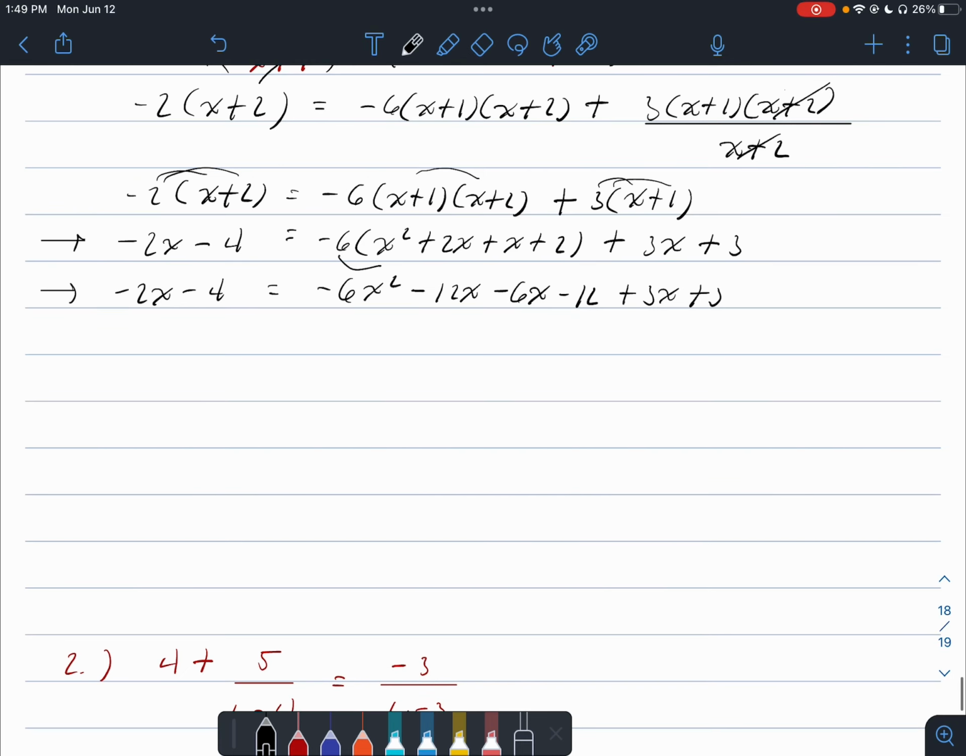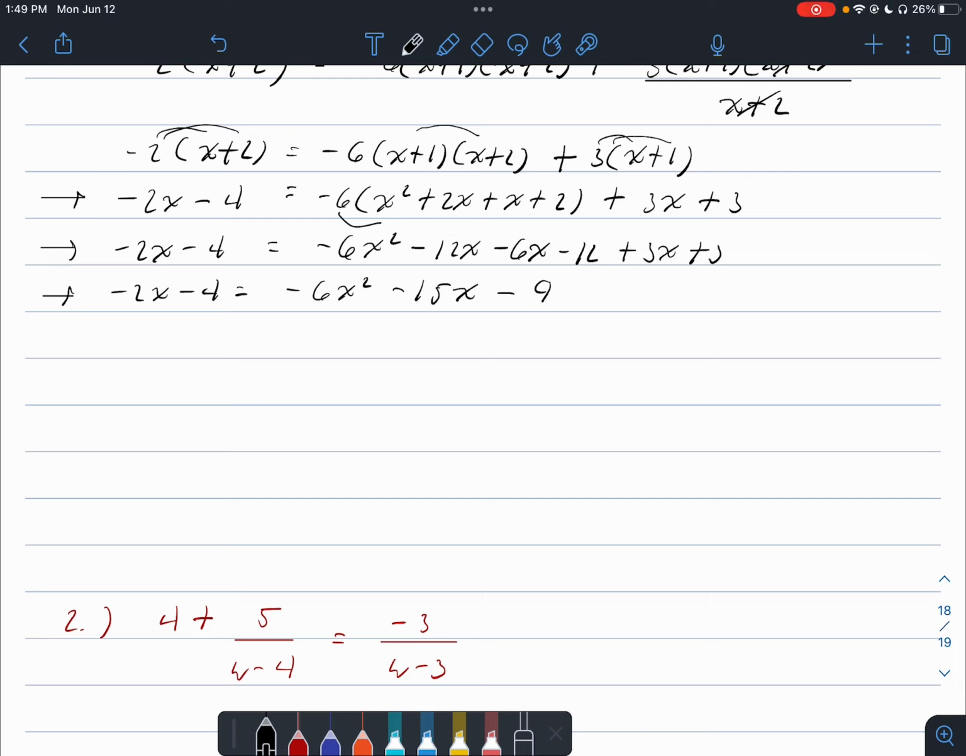On the right-hand side, let's combine all of our like terms. We'll have minus 6x squared. That's the only one with an x squared, so we'll leave that alone. Then we'll have minus 12x minus 6x, so that'll be minus 18x, but we have this plus 3x here, so really it'll be minus 15x. Then we'll have minus 12 plus 3, which is really just minus 9.